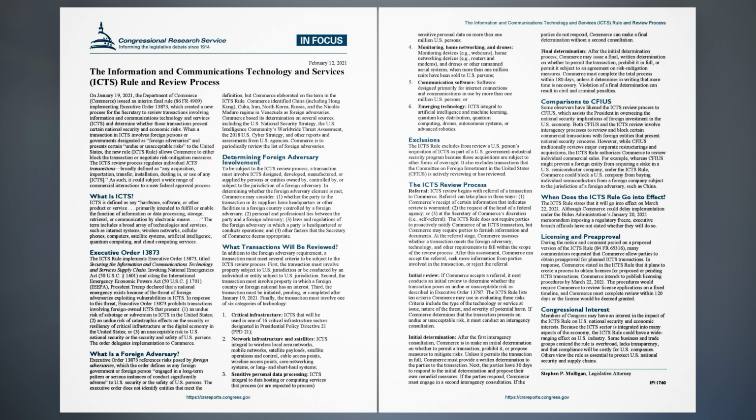Executive Order 13873. The ICTS Rule implements Executive Order 13873, titled Securing the Information and Communications Technology and Services Supply Chain. Invoking the National Emergencies Act, 50 U.S.C. Section 1601, and citing the International Emergency Economic Powers Act, 50 U.S.C. Section 1701 (IEEPA), President Trump declared that a national emergency exists because of the threat of foreign adversaries exploiting vulnerabilities in ICTS.